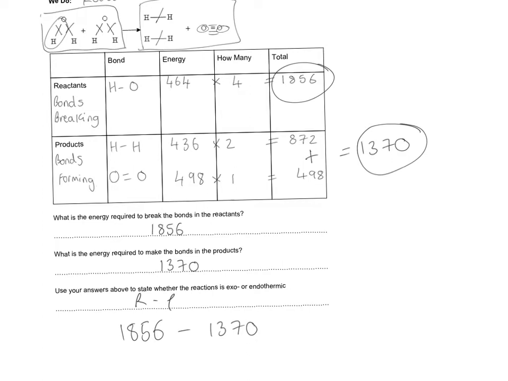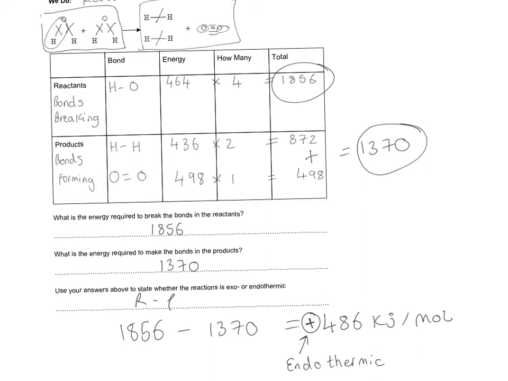Again, if you feel confident doing it in your head, do it in your head. If not, check it on a calculator, and that gives me 486, okay? And it's either measured in kilojoules, or kilojoules per mole, depending on what they give you. Check on your table. This is a positive value, and positive values are endothermic. So if it's positive, it's endothermic. If it's negative, it's exothermic.